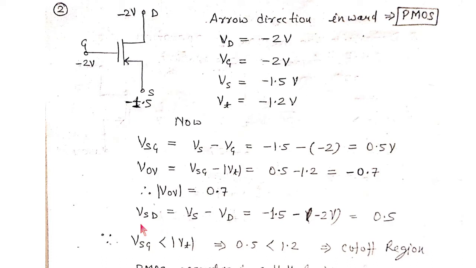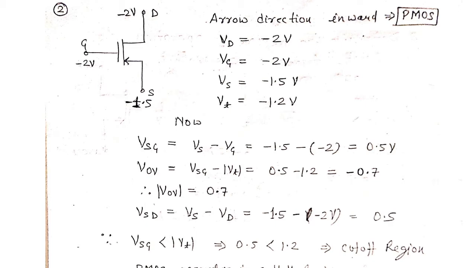But we will evaluate this VSD, just for the sake of completeness. VSD is equal to Vs minus Vd. What is Vs? Vs is equal to minus 1.5 and Vd is equal to minus of minus 2 volt. What is the minus 2 volt? It is Vd. Then 0.5. We have already evaluated that VSG is less than mod of Vt, hence this device is in cutoff region. Then we can conclude that PMOS operates in cutoff region.